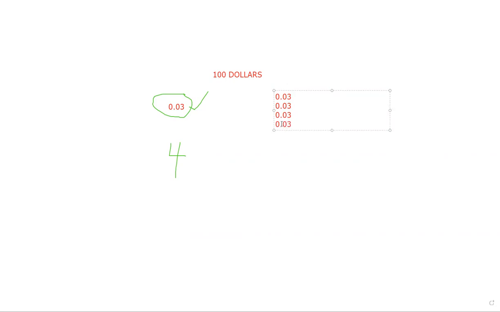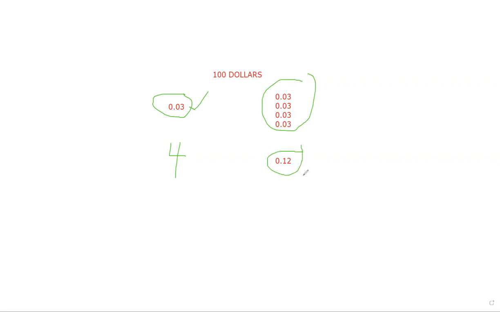Now, if you add all these lot sizes together, it means in real terms, the person entered a lot size of what? 0.12. Because 0.03 plus 0.03 will give you 0.06. Plus another 0.03 will give you 0.09. Plus another 0.03 will give you 0.12. So all the 4 trades that he is having on, it's not just 0.03, but it is what? 0.12.